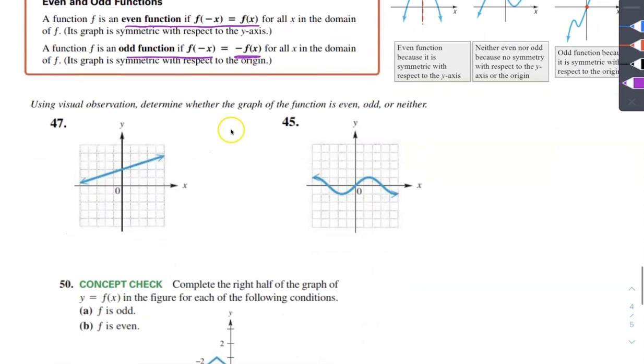So, using visual observation to determine whether the graph of the function is even, odd, or neither. This one right here, you can't fold in half like a book, so it's not even. It's not odd because if it were down here, it would probably be odd, but it's up there. It has to be across the origin. So you can't fold it in half, and you can't spin it across the origin, so this is a neither.